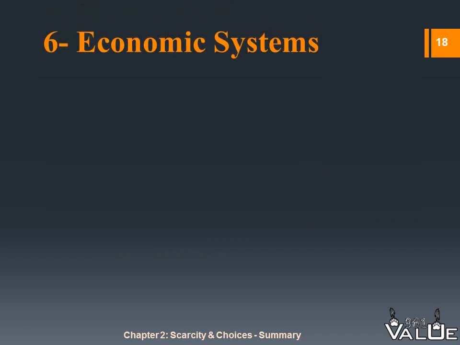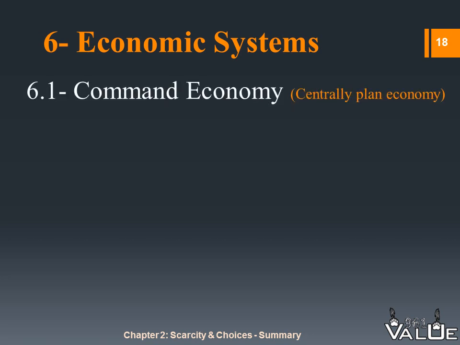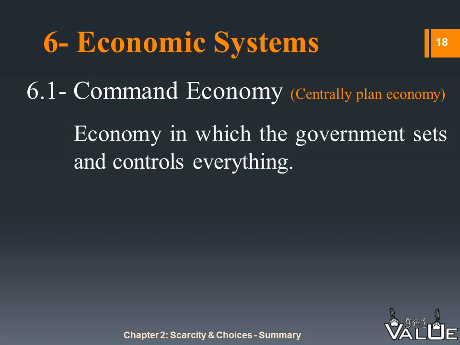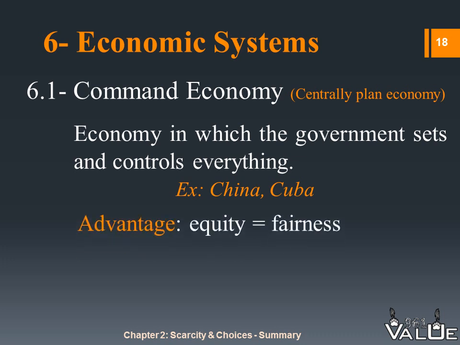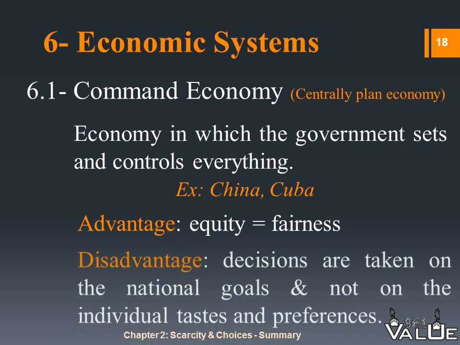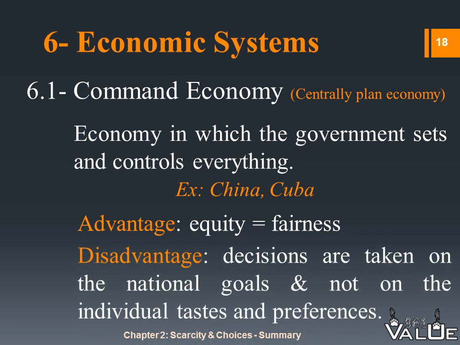In the last section we will find out the different economic systems in the world. Command economy or centrally planned economy. It is an economy in which the government sets and controls everything. For example, China and Cuba. The advantage of this system is that it creates equity among citizens. The disadvantage is that decisions are taken on the national goals and not on the individual tastes and preferences.